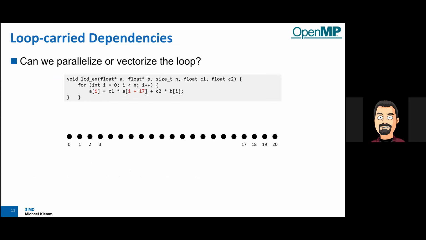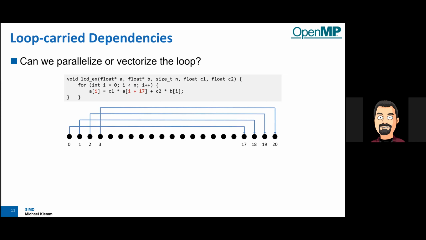All right, what does it mean in terms of a more visual example, right? So the question now is, can we parallelize such a loop, right? And if I draw in the dependency arrows, you see that there's this dependency of distance 17, and there are multiple of those, right? So from 0, there's a dependency to 17. From loop iteration 1, there's a dependency to 18, and so forth.